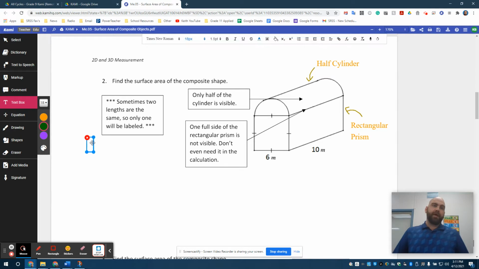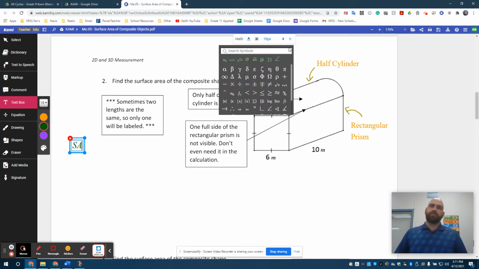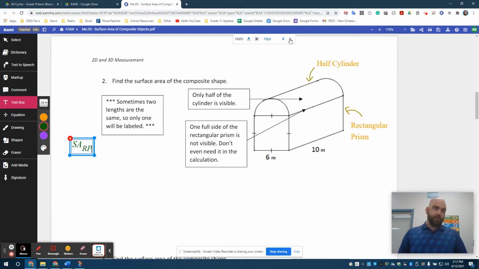So let's start off, and I'm going to have to do a little bit of cramming here. It's going to be a bit of a tight space. We want to find the surface area of the rectangular prism first. Here's another way of describing it. I have surface area and then I have RP as a subscript. It just represents that we're finding the surface area of the rectangular prism. To find the area of the rectangular prism, we're going to first find the front and the back.